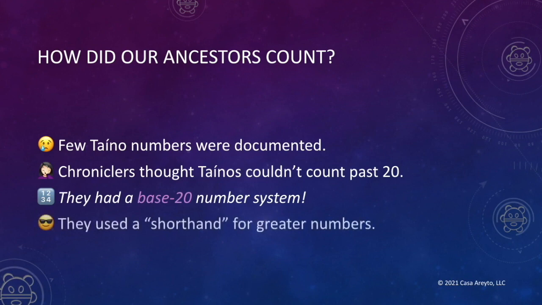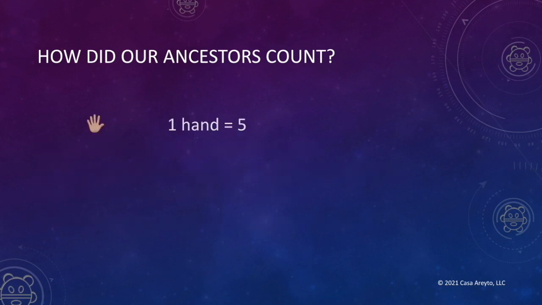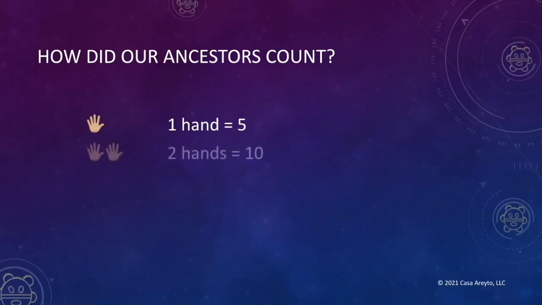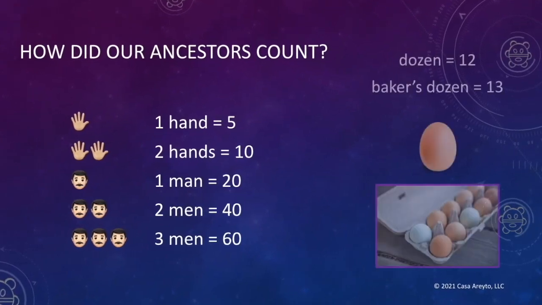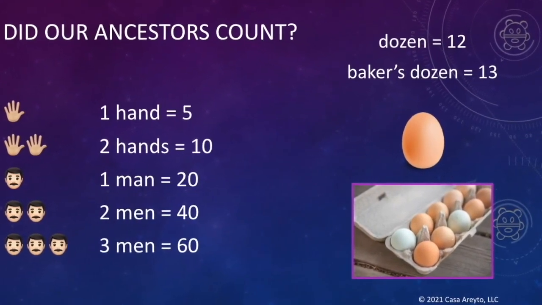One of the things that the chroniclers didn't understand was that the Tainos used a sort of shorthand when talking about greater numbers. To say that you wanted 5 of something, Tainos might say one hand because one hand has 5 fingers. To say that you wanted 10 of something, you might say 2 hands because 2 hands have 10 fingers. To say that you wanted 20 of something, you might hear Tainos say one man because one man has 10 fingers and 10 toes, which equals 20. 2 men, therefore, would equal 40. 3 men would equal 60. So you notice it's a really quick way of doing mental math. You're actually multiplying by 20. We do the same thing in English. There's some words that we may use to mean a number, like a dozen means 12, and a baker's dozen means 13.